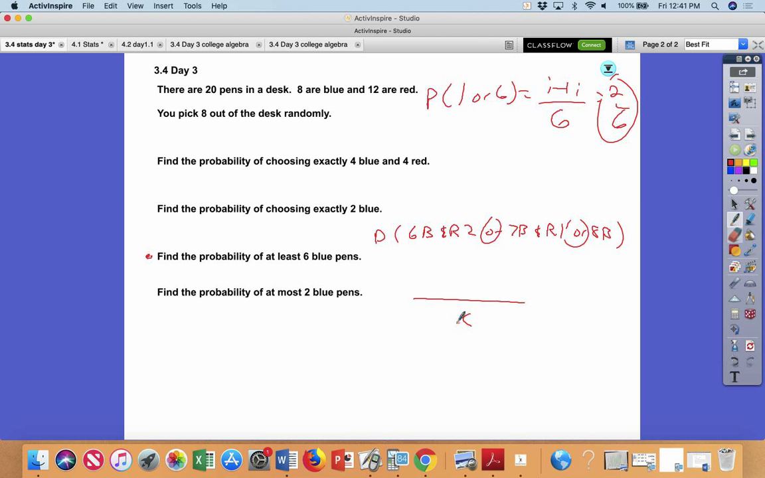So, 8 choose 6 of the blues, 12 choose 2, 8 choose 7, 12 choose 1. Now, as far as the 8 choose 8, there's one way of doing it. That's 1. And really, if you wanted to, you don't need to write 12 choose 0. That equals 1 right there. So this is 1 and 1. So there's one way of doing that whole thing.